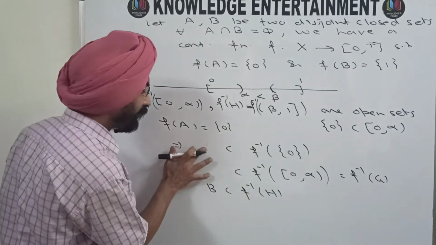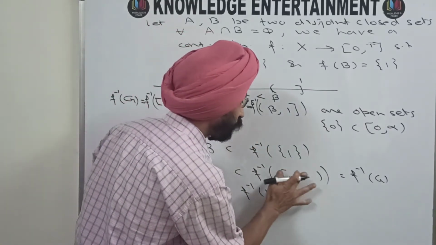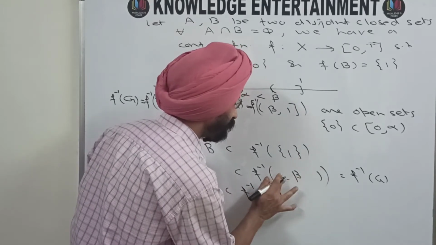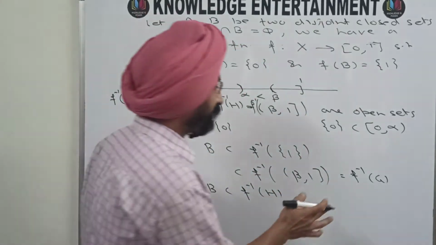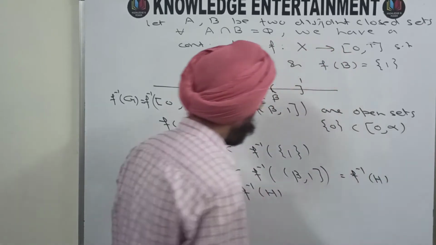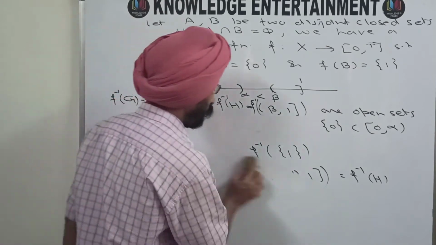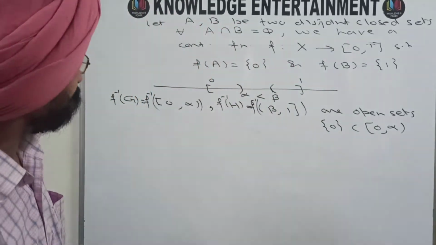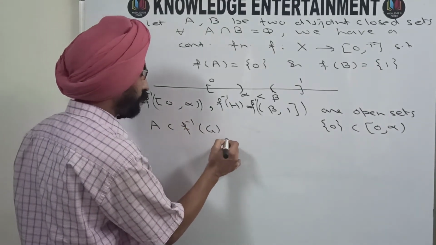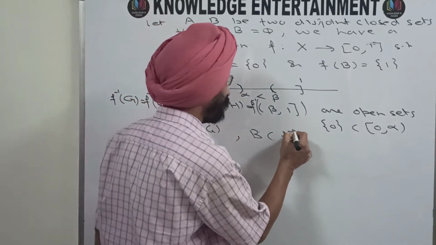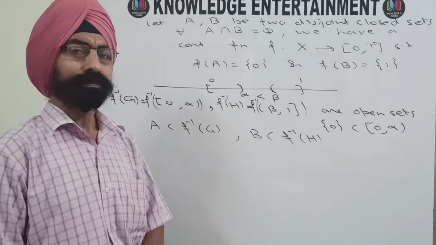So what will you have there? You will have B a subset of f inverse {1}, and {1} is a subset of (beta, 1], which gives f inverse H. So B is a subset of f inverse H. Now we have two closed sets A and B such that A is a subset of f inverse G, which is open, and B is a subset of f inverse H, which is also open. Now what remains is to show that these two are disjoint.